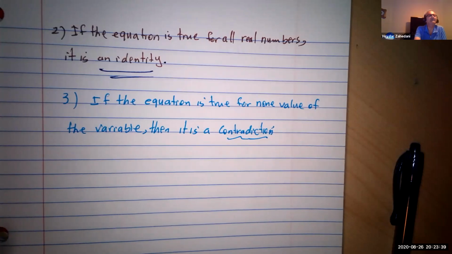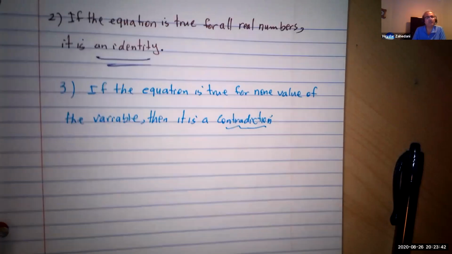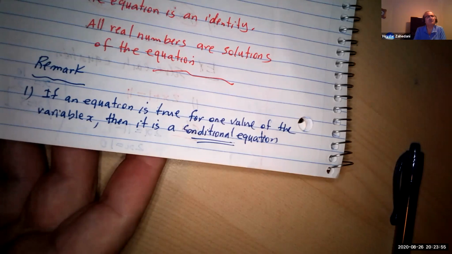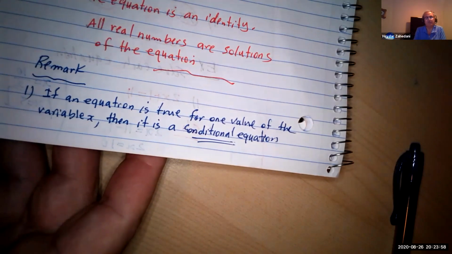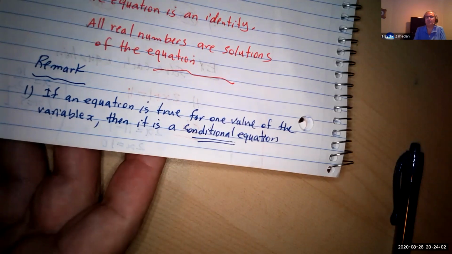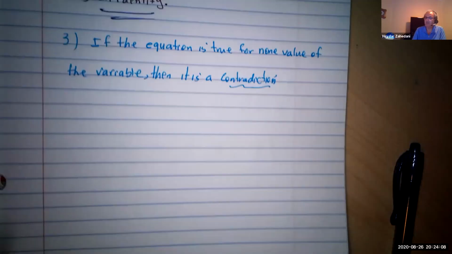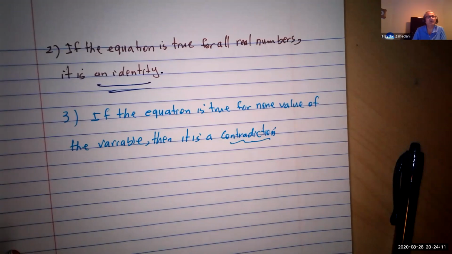What is the first remark again? The first one, if you solve the equation and you get a solution, so you get x equal to 2, this equation is conditional. If an equation is true for one value of the variable, it is a conditional one. There is a condition. What's the condition? x is equal to 2, x equal to 3. But if the equation is true all the time, for all real values of x, it is an identity. But if you cannot solve it, you get no value of x that satisfies the given equation, so this is going to be a contradiction.